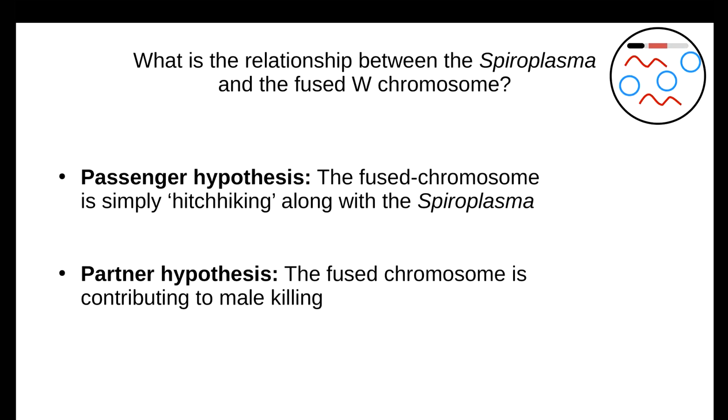So we'd love to be able to rule out one of these two. And obviously the more exciting one of these is the partner hypothesis, that this fused chromosome is actually involved in the process. But to rule that out, we would have to transfer this infection to individuals that don't carry this fused chromosome and ask whether the male killing still happens. And that's an experiment that we are in the process of trying to get going. And hopefully we'll soon have some results telling us the answer to this either way.